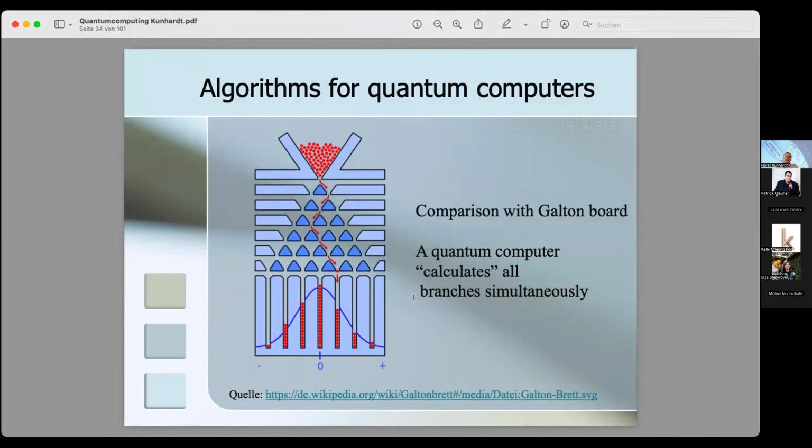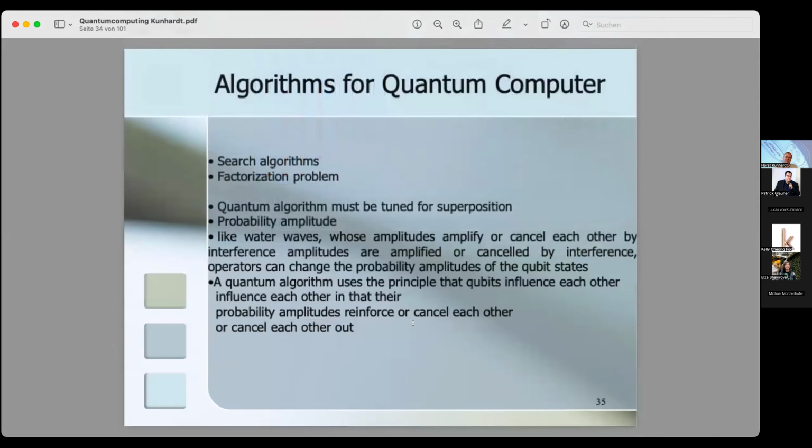To imagine a bit how a quantum computer works, maybe you know from statistics in school or in university, a Galton board. A quantum computer calculates all the various ways and branches simultaneously. So that's a good image, a good picture, to understand how a quantum computer works. And we have a certain probability to find out the result after the measurement.